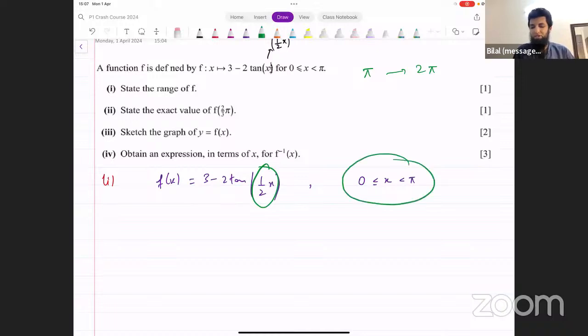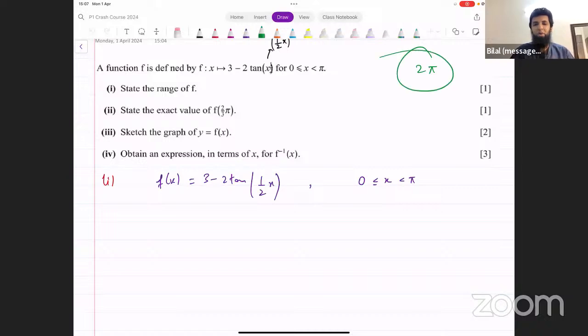So if it was just tan of x, 0 to pi would be one full cycle. However, this is tan half x. One full cycle in this case would be 2 pi radians, not pi radians. So it's not completing one full cycle. So how do we think about this?